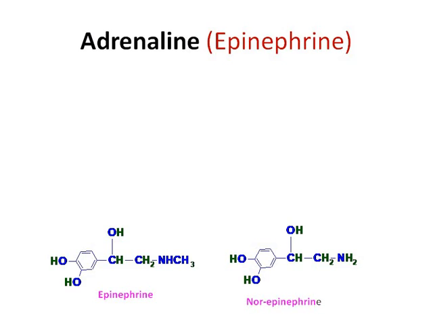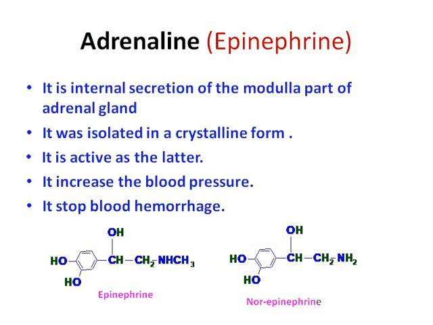Next part is adrenaline. Another name is epinephrine. This adrenaline is an internal secretion of the medulla part of the adrenal gland. It was isolated in crystalline form by Takamine and Aldrich in 1901. The naturally occurring form is levorotatory, while the synthetic one is racemic. The levo form is twice as active as the dextro. Important functions of adrenaline are to increase blood pressure. It is used to stop blood hemorrhage.